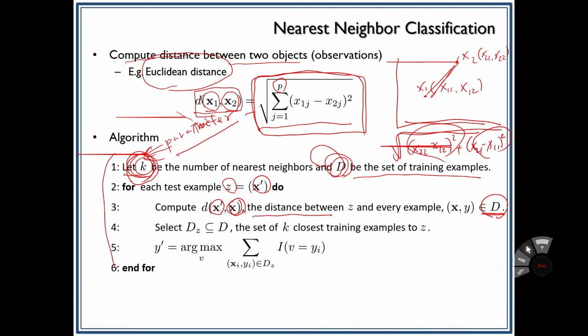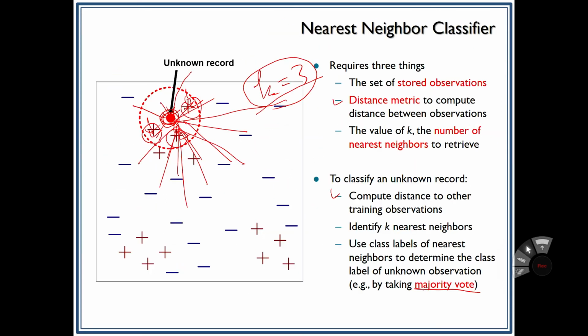Compute the distance between Z and every example x in this training set, and select D sub Z, a subset from this training set consisting of the K closest training data points to Z. This is what I explained in the previous slide, right?